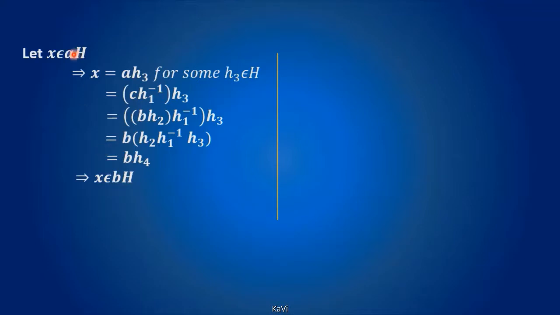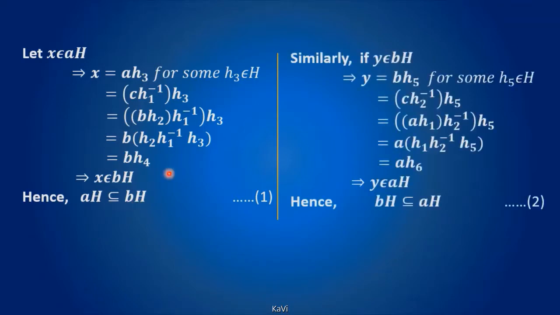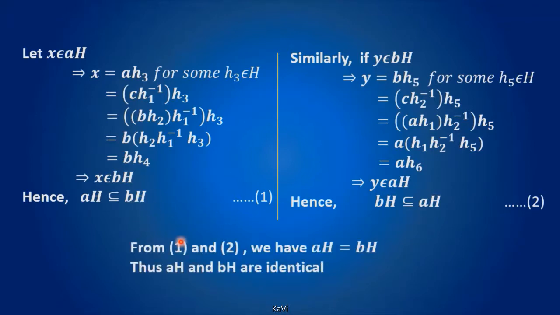So AH is contained in BH, or AH is a subset of BH. Similarly, we can prove that if Y belongs to BH, then Y can be written in terms of B into some element, so BH5, and it can be replaced using C. That C can be replaced using A, and finally we have obtained Y is equal to A into H6. So Y belongs to AH, hence BH is a subset of AH. So from these two equations you can conclude that AH is equal to BH.